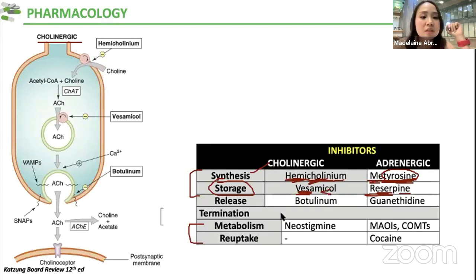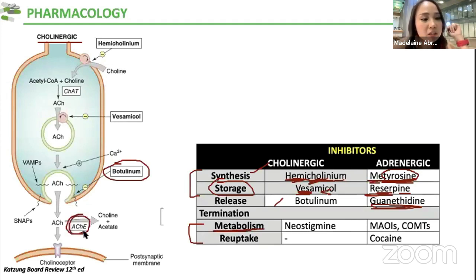What targets the release? Your botulinum toxin for cholinergic. So it inhibits the release, hence flaccid paralysis. Guanethidine inhibits your adrenergic release. And then in terms of termination, meaning the effect goes away. Why? Either you metabolize it because of which enzyme?